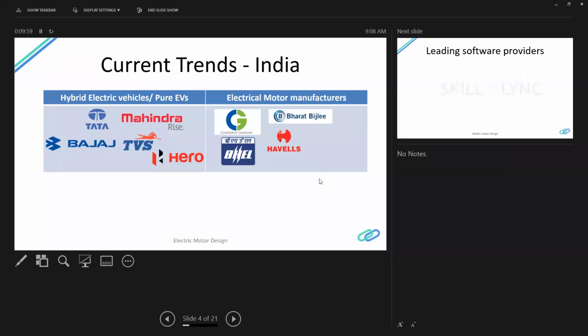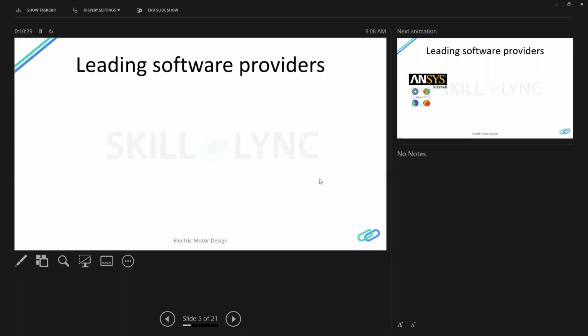Some Indian electric motor manufacturers are Havells, Crompton Greaves, BHEL, Bharat Bijlee. One of the interesting notes: I know a friend who worked at Crompton Greaves. One of the interesting projects they worked on is designing BLDC motors for Indian Railways. Any motor that you see in a fan in any Indian railway is probably designed by Crompton Greaves, and the government probably contracted that design to them.